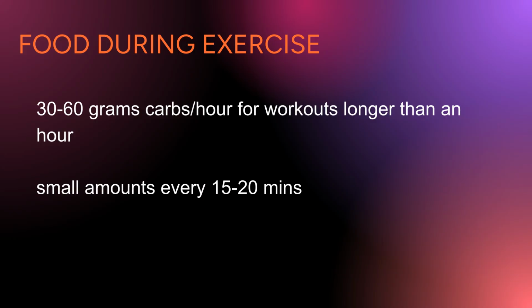For food during exercise, consume 30 to 60 grams of carbohydrates per hour for workouts that last longer than an hour. It is best to take small amounts every 15 to 20 minutes.